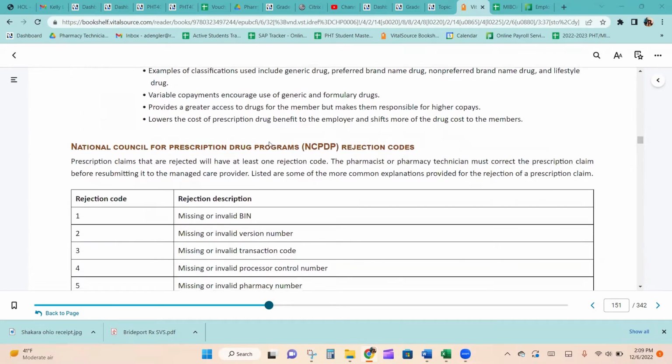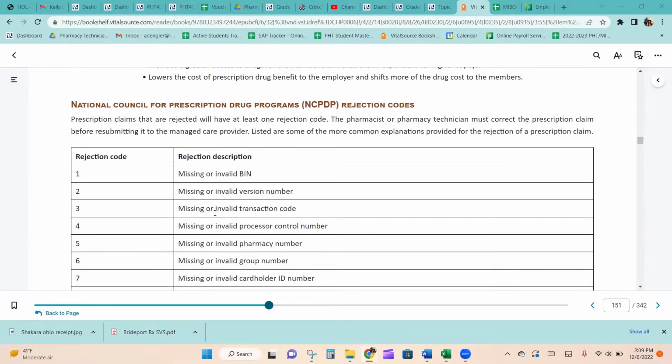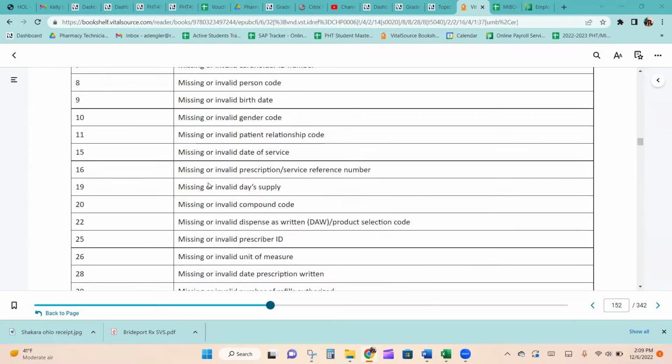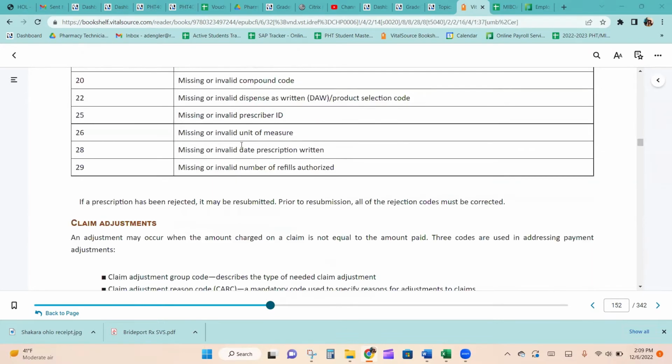The National Council for Prescription Drug Programs rejection codes, NCPDP. Here is a very good list of codes you will get when you're trying to submit claims to the insurance company after the adjudication process.